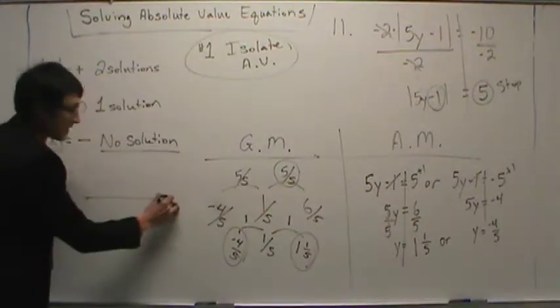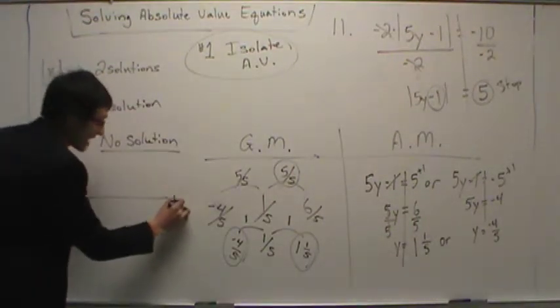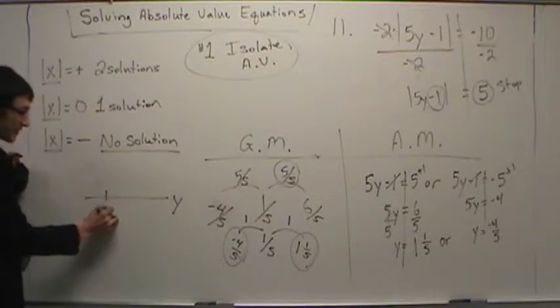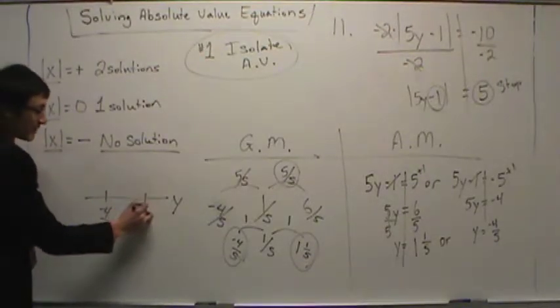We put these on a number line. This is the y-axis. We have negative 4/5. We have 1 and 1/5.